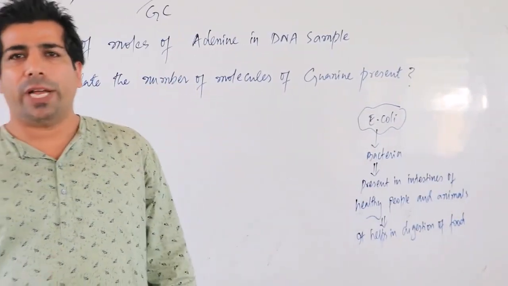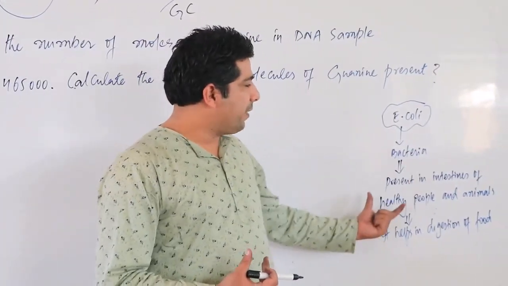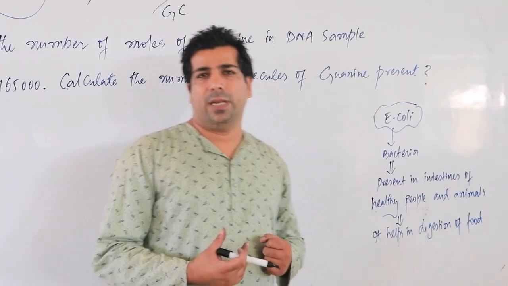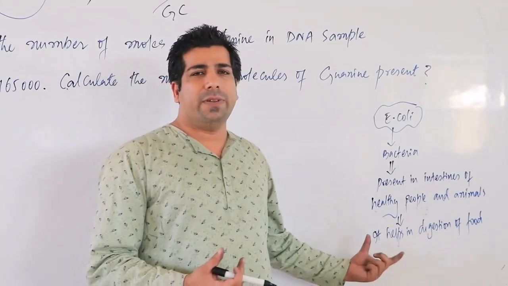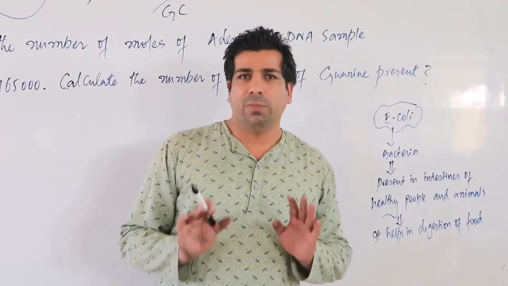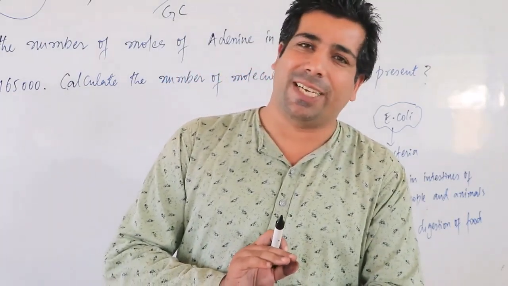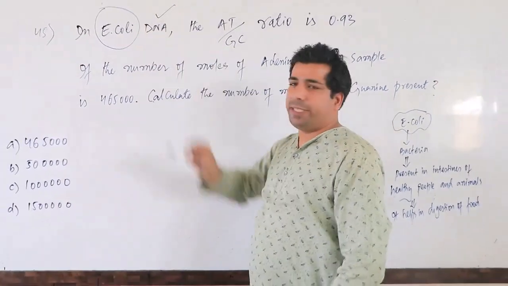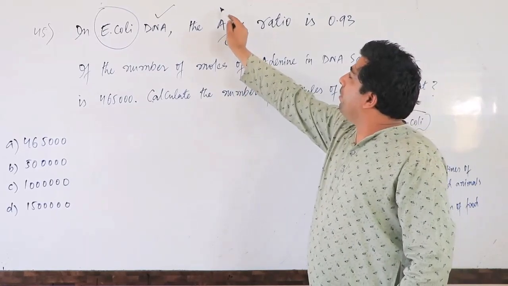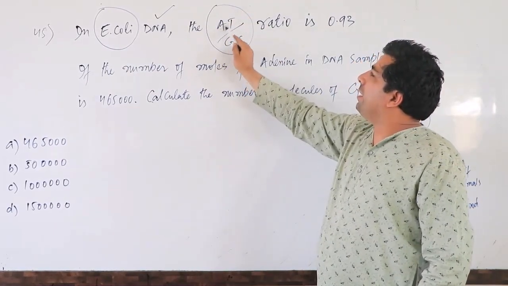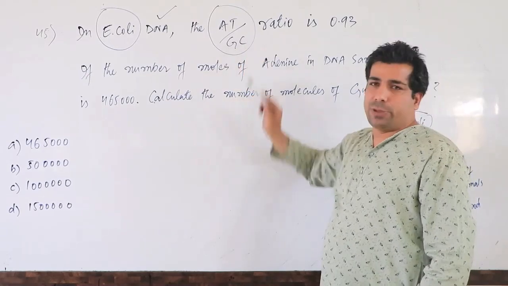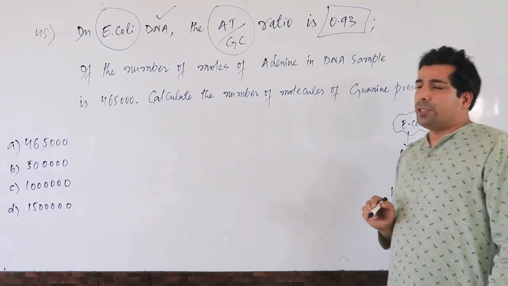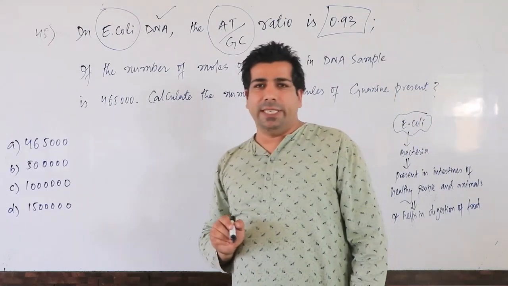So my dear friends, E. coli is nothing but a bacteria. It's found in the intestines of healthy human beings and animals. What is the role of this E. coli bacteria? It will help in the digestion of food. In most of the cases, it helps in the digestion of food. Correct? So now what happens? In E. coli DNA, this guy will have a DNA, it's a bacteria with a DNA. The AT by GC ratio, AT is nothing but adenine thymine upon guanine cytosine ratio, is given to me as 0.93.